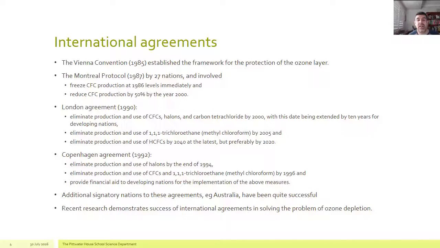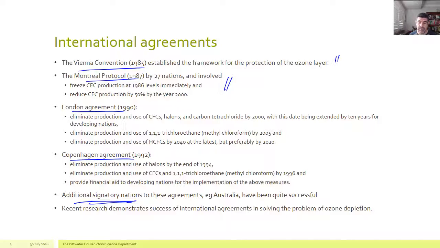This is a big slide of stuff, but it's probably important to just get a little bit of a feel for what's happened. When you look through this, you can see the Vienna Convention, the Montreal Protocol, the London Agreement, the Copenhagen Agreement, and subsequent additional signatories that have been added over the years in order to try and combat this problem of ozone depletion and the use of CFCs. So you can see this whole process began in 1985.